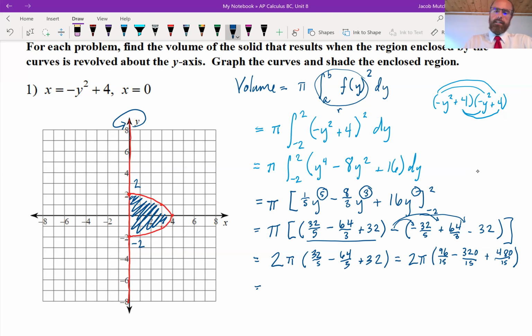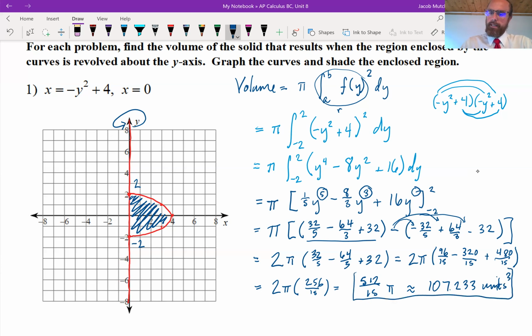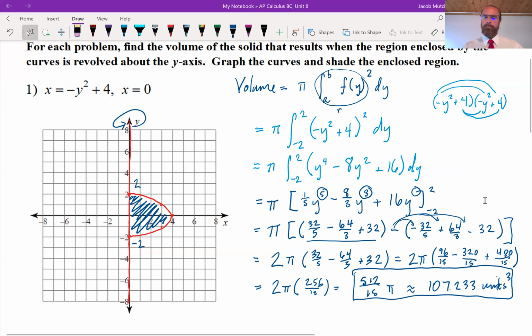So now I can add those fractions up. So it's going to be equal to 2 pi times, if I add up 96 minus 320 plus 480, that's going to be 256 over 15. And then multiplying my 2 through is going to give me 512 over 15 pi. And that has about the value of 107.233 cubic units. And that completes the calculation for the volume of this relation revolved around the y-axis.